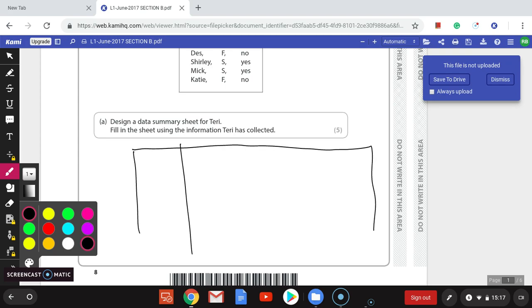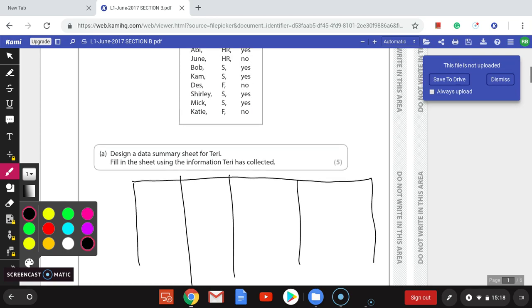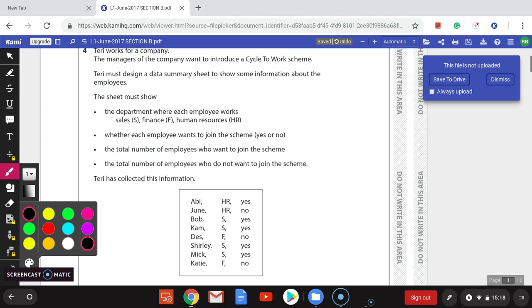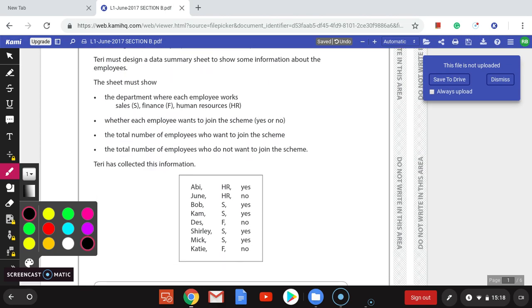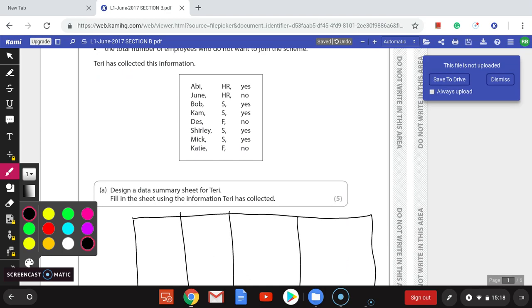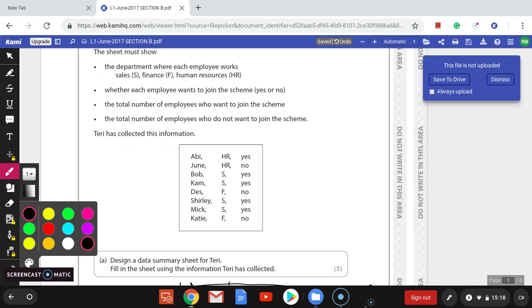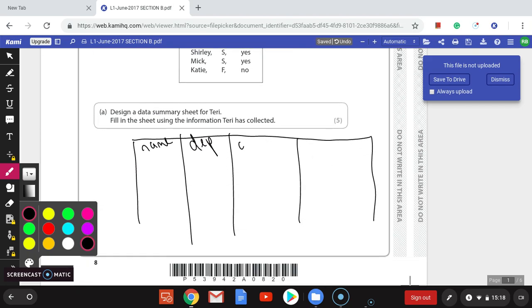So we have a table, can have different columns. Now, let's look back at what it said it wanted to record. It wants to record the department where they each work. But to do that, we need name first, don't we? Because we need to know the name of the person. So here, we're going to put name. Here, we're going to put department. Then the other questions were, would they join the scheme, yes or no? So here, we're going to put yes, scheme, no, scheme. Okay, so this is just a basic example.